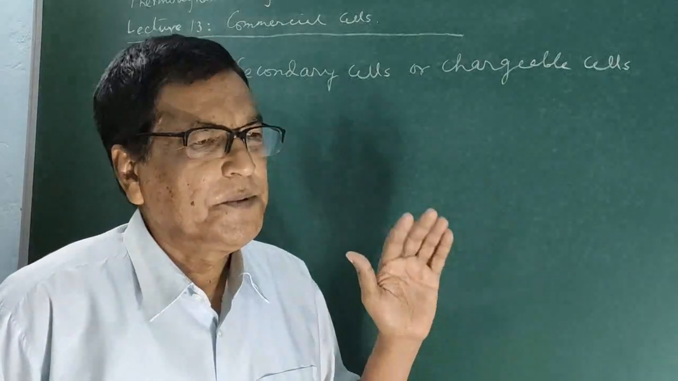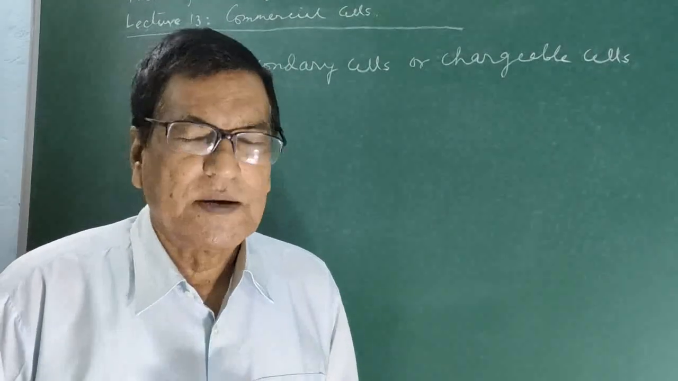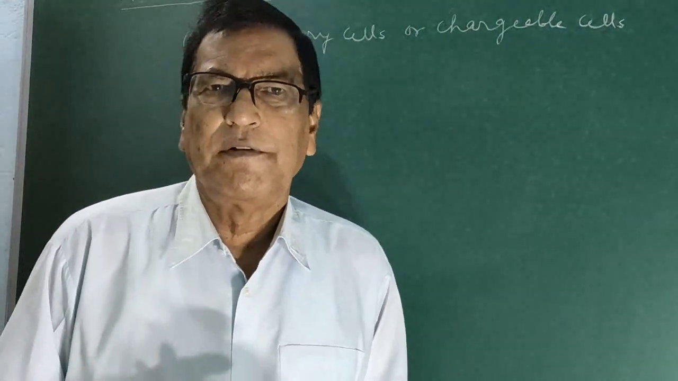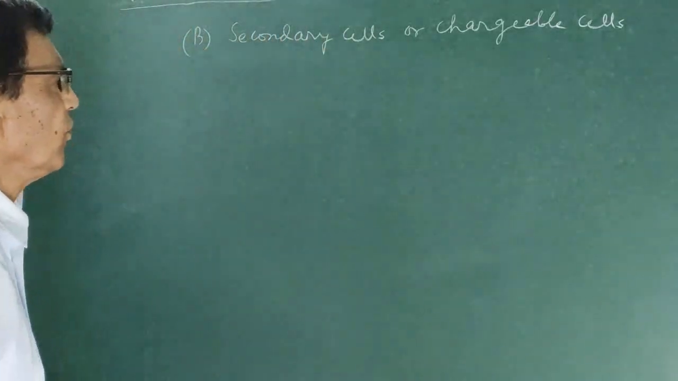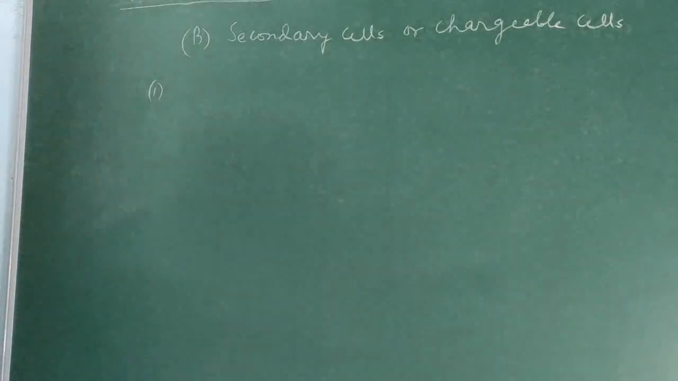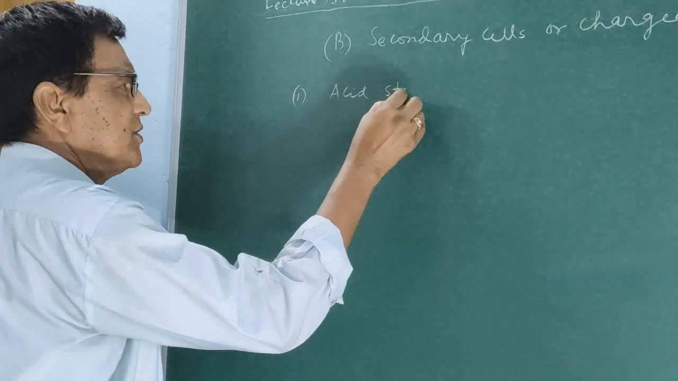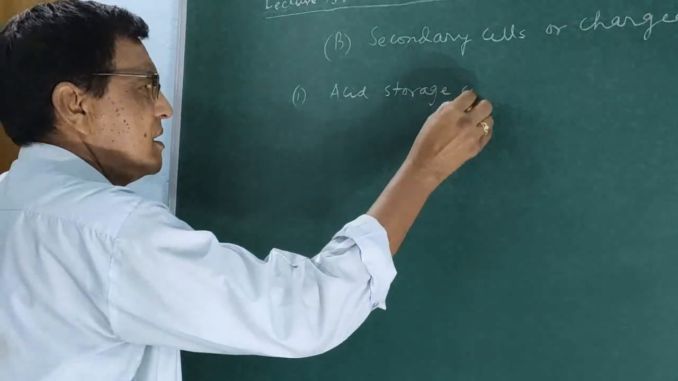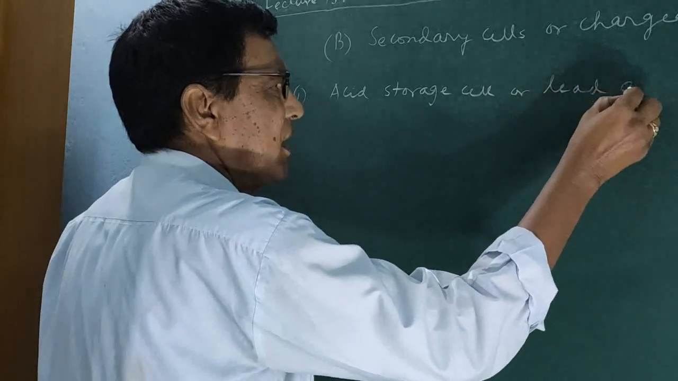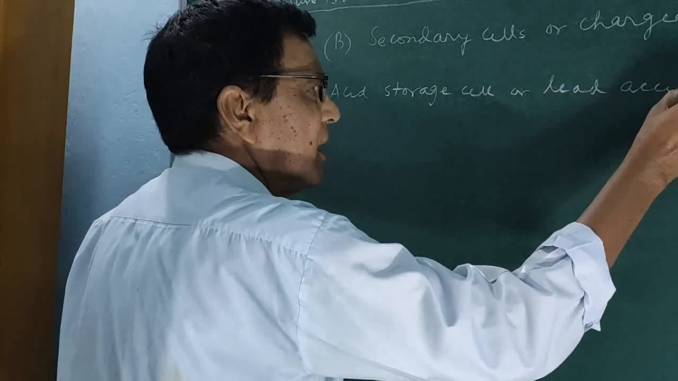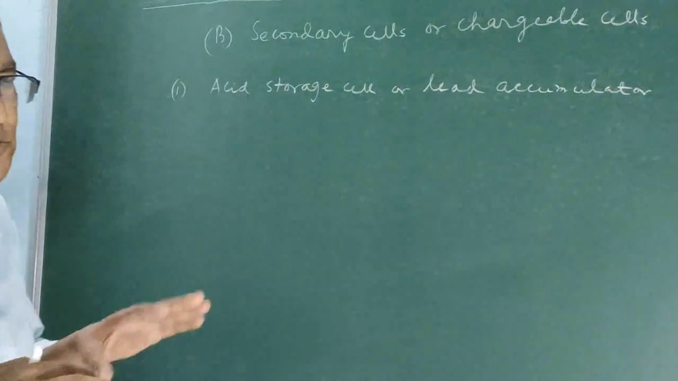So it is very, very popular for ready hand power supply in household or family, or commercial uses. And one of the very important types of secondary cells is the acid storage cell, or lead accumulator. That means this cell can accumulate the electricity within itself.